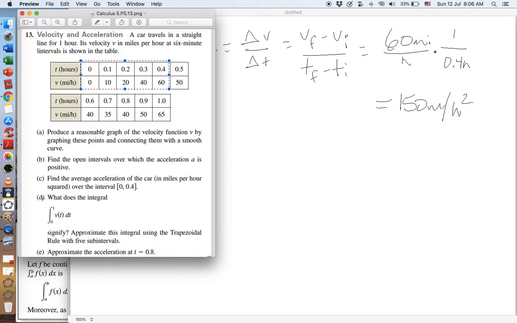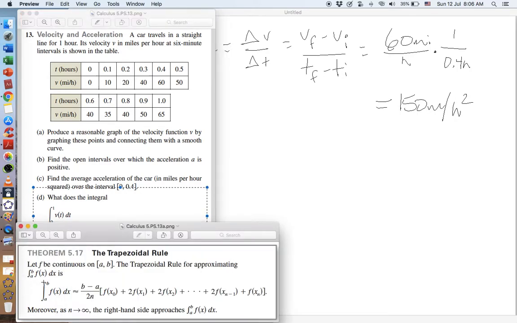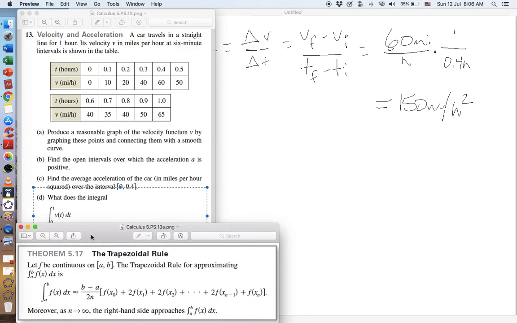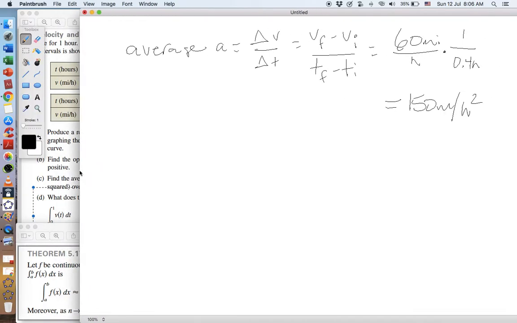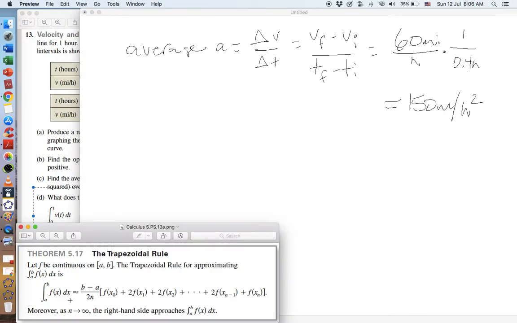All right, what does the integral of v of t signify? Approximate this integral using the trapezoidal rule with 5 subintervals. Again, we're going to have to do some algebra here, or some calculus, which is really just algebra with some tricks to make it go faster. All right, and so here's our trapezoidal rule.